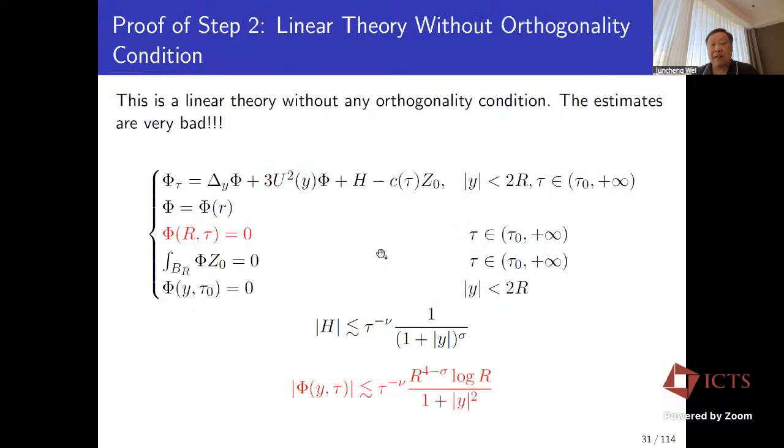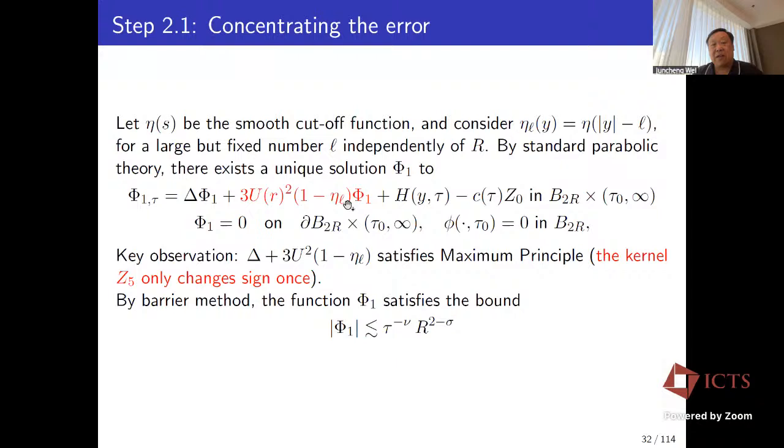First, let's concentrate the error. This H only decays like 1 over y to the sigma. So what to do is we solve this parabolic problem. We cut the u squared at some big, fixed number, and if we cut this u squared, then this operator satisfies the maximum principle. So we don't need any orthogonality condition, and this problem can be solved.